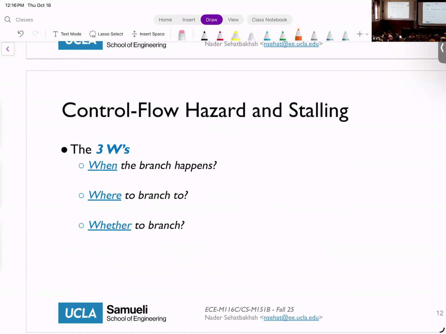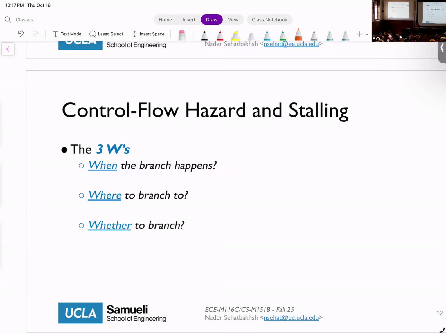This is referred to as the 3 W's for a branch instruction. Essentially, in order to know the outcome of the branch, you need to know 3 things. One is that you need to know that this current instruction is a branch instruction. Regular instructions don't have a control flow problem at all. Control flow problems happen when you have a branch instruction. So the first thing you need to understand is that this is a branch instruction.